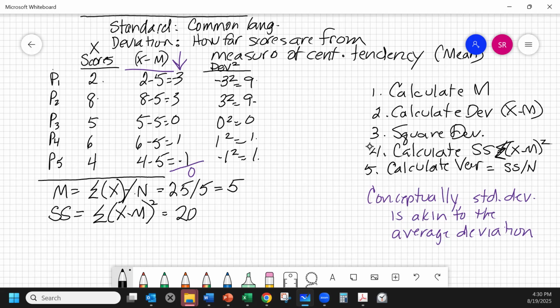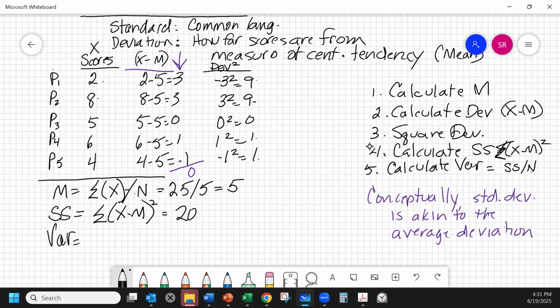From your last stats class or from working with t-tests, you may say, hey, what about n minus 1? Isn't that how we calculate the variance? And the answer is no. That's how we calculate the variance when we're trying to extrapolate to a population. In this instance, we're not. We're just trying to find out the standard deviation of this very data set. We're not doing any estimating, so we just divide by n.